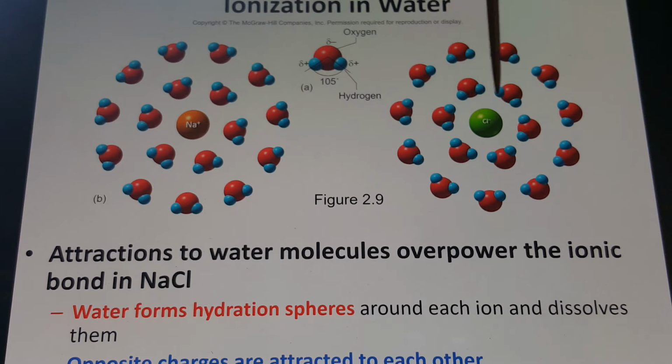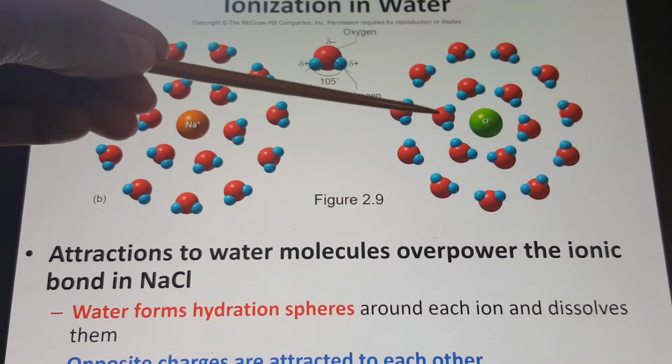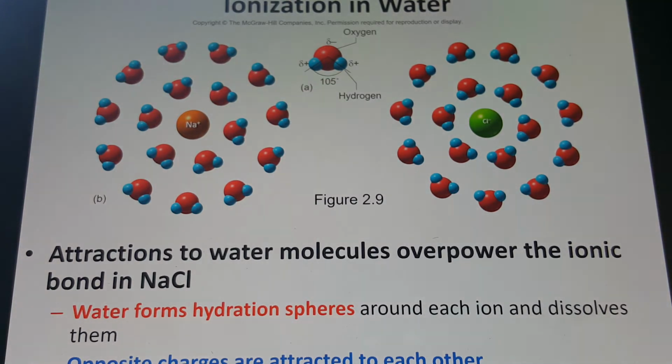Opposite case for chloride, which is negatively charged. So our positively charged end where the hydrogens are, they're going to point toward chloride. The negatively charged ends of oxygen are pointing away from that chloride ion. And it forms what's called a hydration sphere. So again, this is just based on charges. Opposite charges are attracted to each other. They like each other. So that's how that polar charged water molecule helps to break up your electrolytes in water.